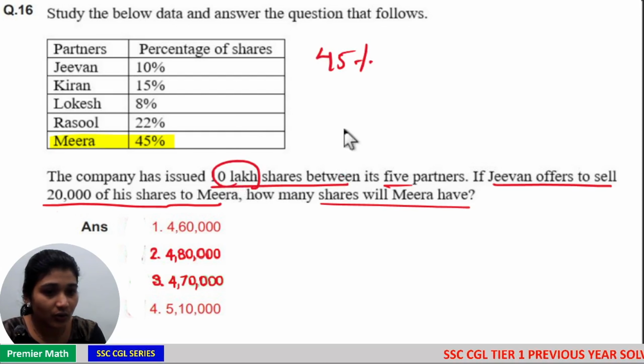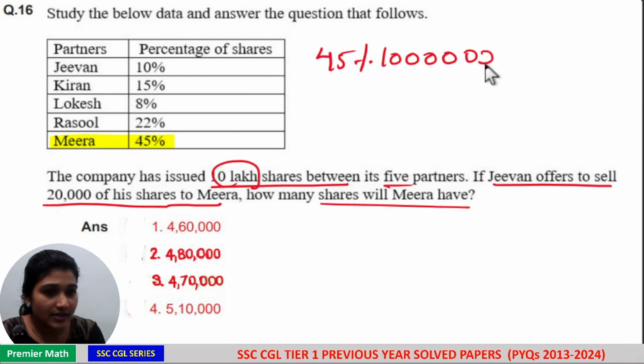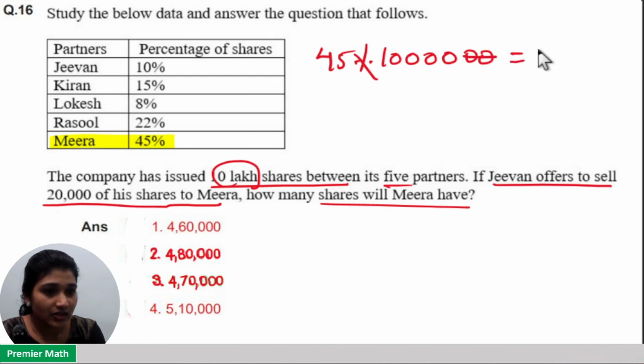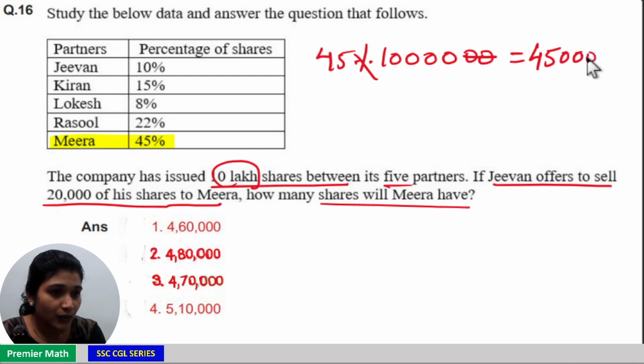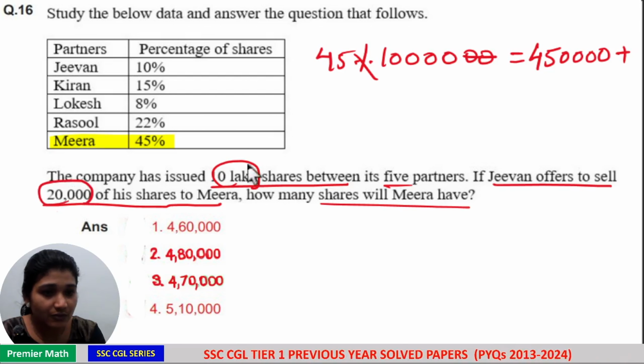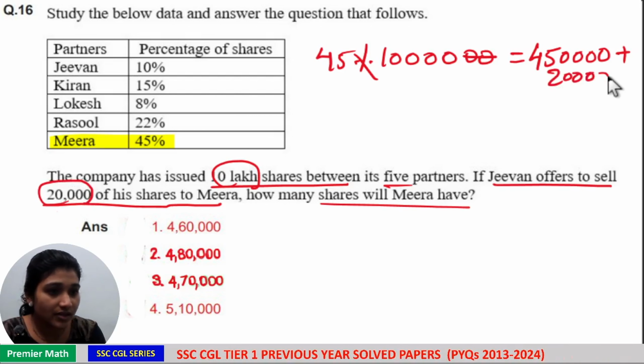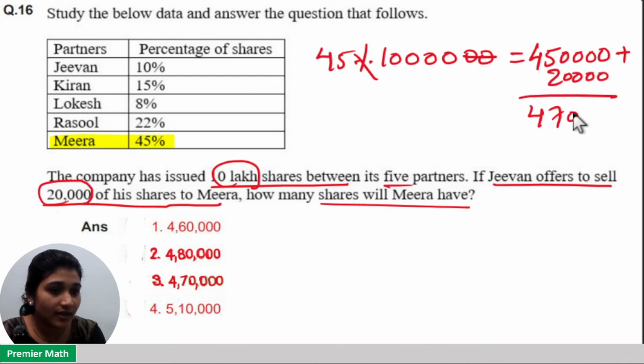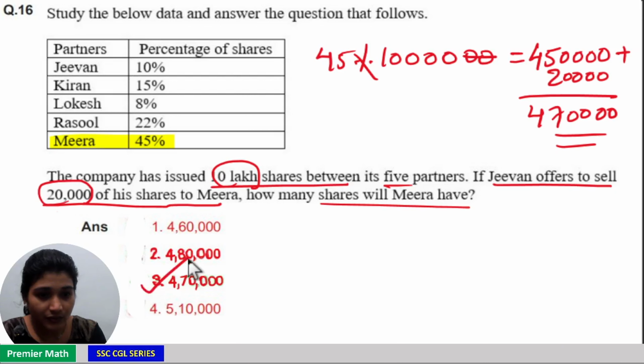10 lakh is the total share. 10 lakh means 1 followed by 6 zeros. So the percentage and double zero cancel. So shares with Meera is equal to 45 and 4 zeros, which is equal to 4,50,000. Now Meera received 20,000 from G1, which means total shares with Meera is equal to 4,70,000. Option 3 is your answer.